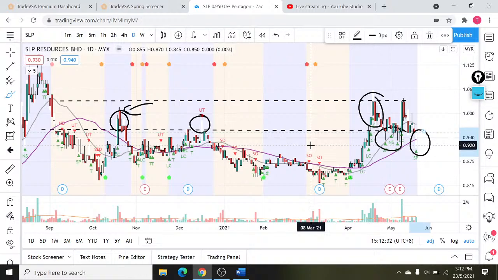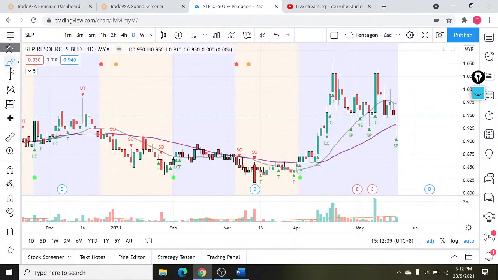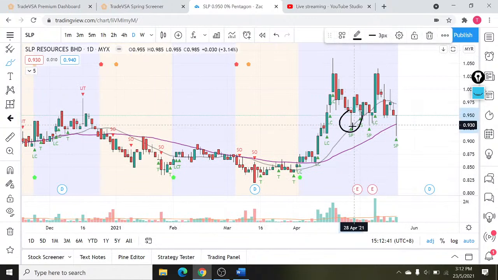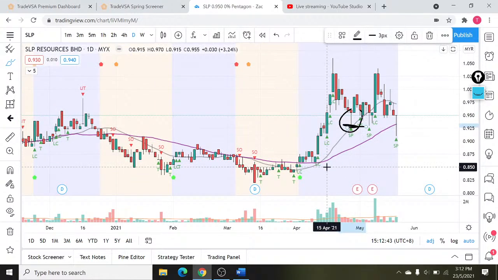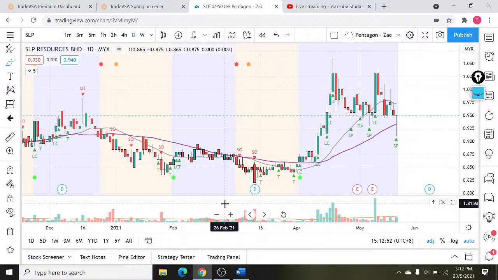So that's why, for example, if the spring is here, as long as the price didn't close below the spring, for me it's still valid. But let's say the price already dropped below the spring here, for me, this is probably weakening already. Probably I don't want to monitor it or add it into my list anymore.